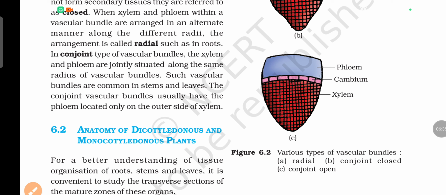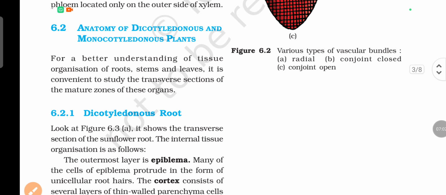In conjoint type of vascular bundles, the xylem and phloem are jointly situated along the same radius of vascular bundles. Such vascular bundles are common in stems and leaves. The conjoint vascular bundle usually has the phloem located only on the outer side of xylem. Phloem, cambium, xylem. Anatomy of dicotyledonous and monocotyledonous plants.